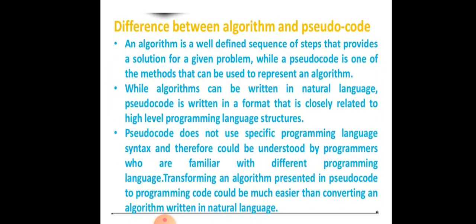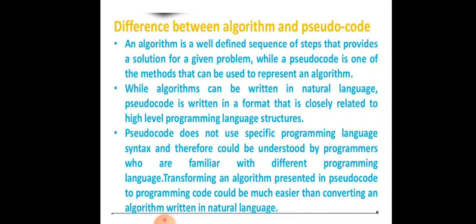Now what is the difference between algorithm and pseudocode? Algorithm is a procedure or a step-by-step procedure for finding a solution of a given problem, while pseudocode is a way of representing an algorithm. ठीक है, तो दोनों में क्या डिफरेंस हुआ? अल्गोरिथम हमारा एक प्रोसीजर है या स्टेप बाय स्टेप सॉल्यूशन है एक गिवन प्रॉब्लम का, वाइल pseudocode क्या है हमारा? वी आर रिप्रेजेंटिंग algorithm through a pseudocode.